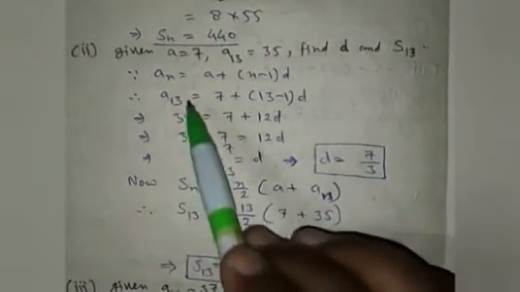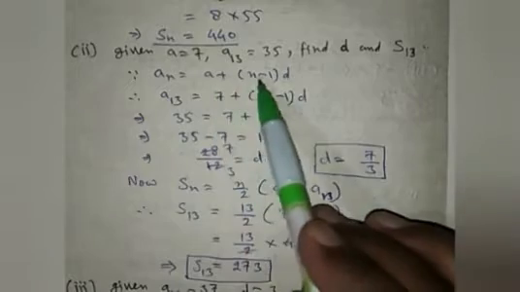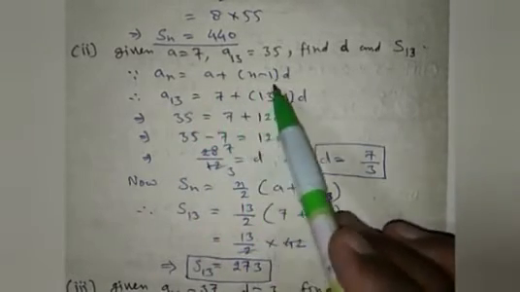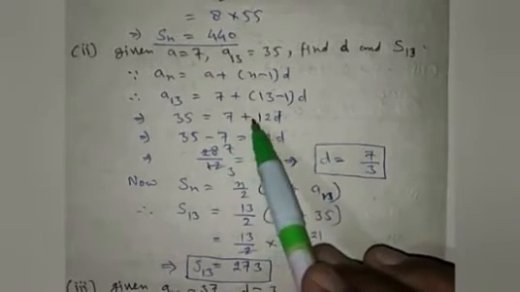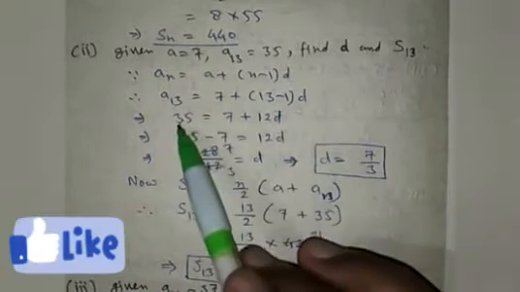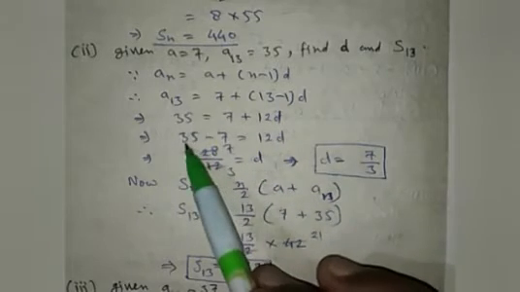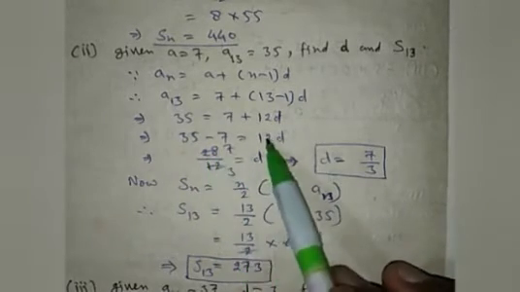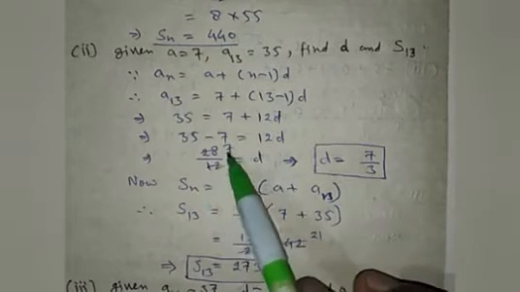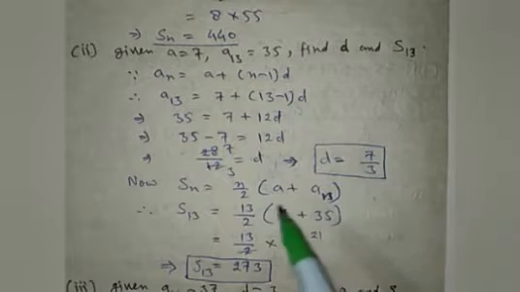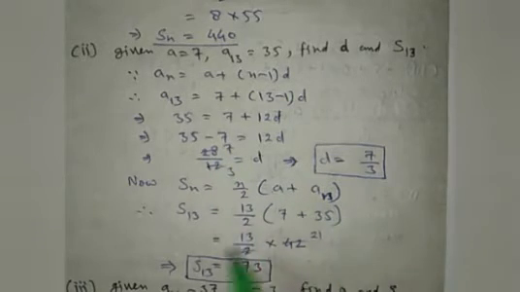So here using the formula for an equal to a plus n minus 1 into d. So a13 is equal to 7 plus 13 minus 1 into d. So here it will be equal to 7 plus 12d and a13 is given as 35. So here 35 minus 7 is equal to 12d. Now d is equal to 35 minus 7 is equal to 28, 28 divided by 12. So simplifying, here d equal to 7 by 3.